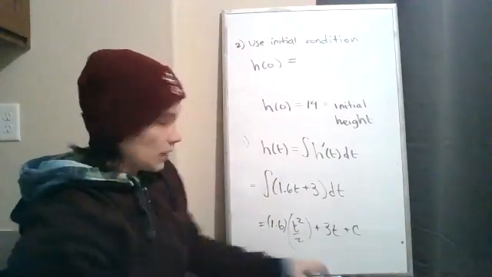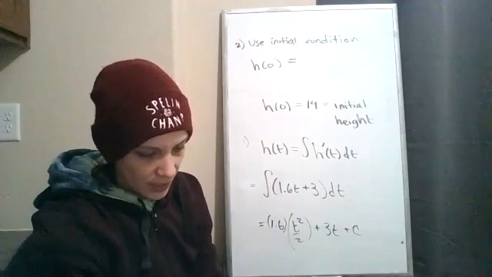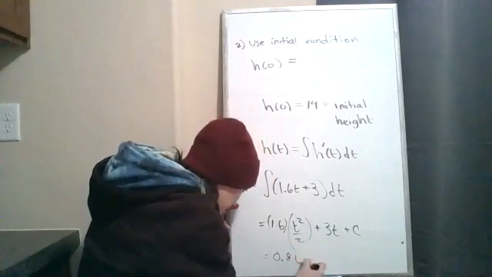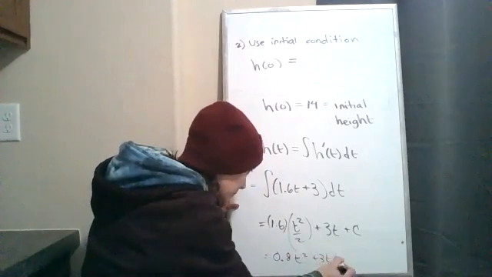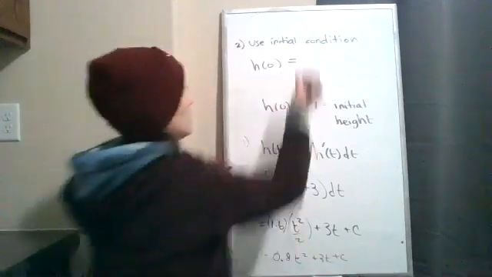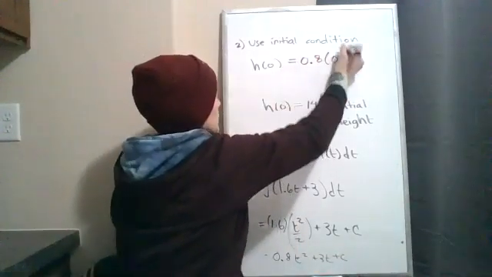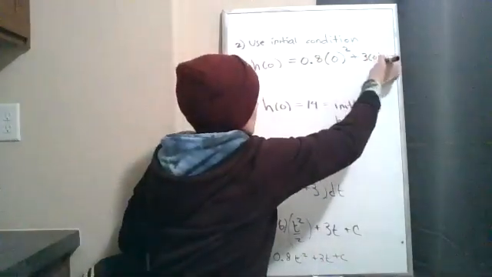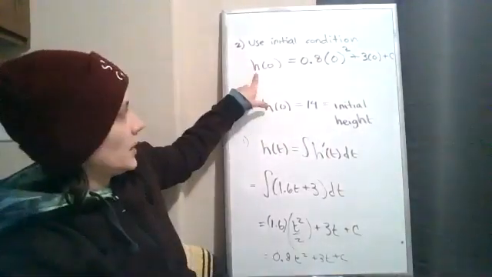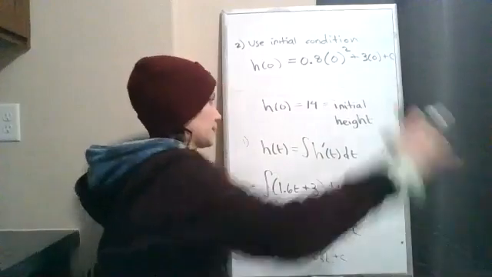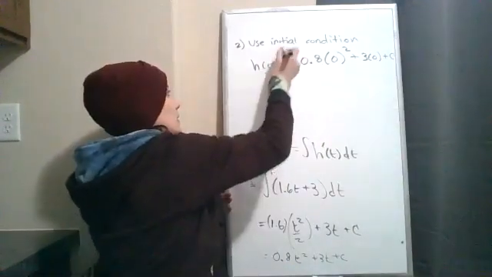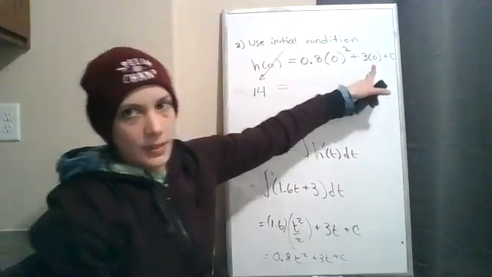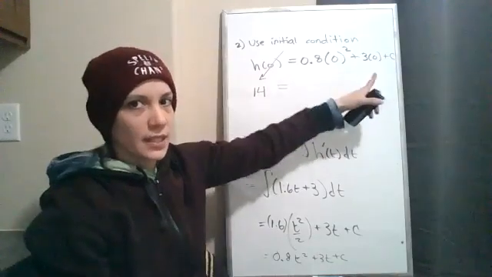Okay, see, 1.6 divided by 2 is 0.8. So 0.8 times 0 squared, plus 3 times 0, and then c. Then replace h of 0 with 14. On this side, you've got 0 times the number is 0. Same with that one. 0 plus 0 is going to leave c.